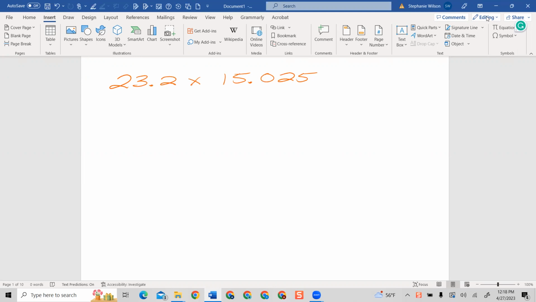What I encourage is I pick the number that has the most digits. And in this case here, this does. And I put it on top. And then I put the next one underneath it. Now you do have to line the digits up. That's important. The digits need to line up.